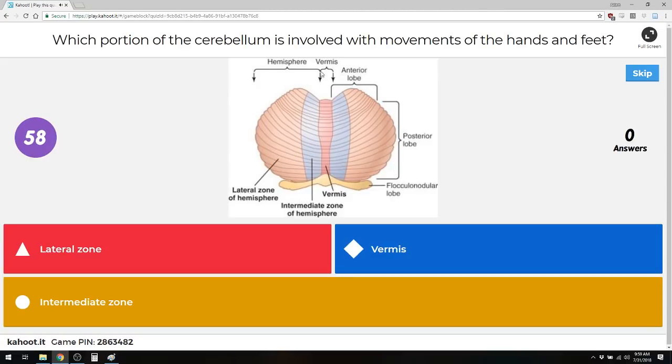Okay. Which portion of the cerebellum is involved with movements of the hands and feet? Is it going to be the vermis, the intermediate zone, or the lateral zone here?